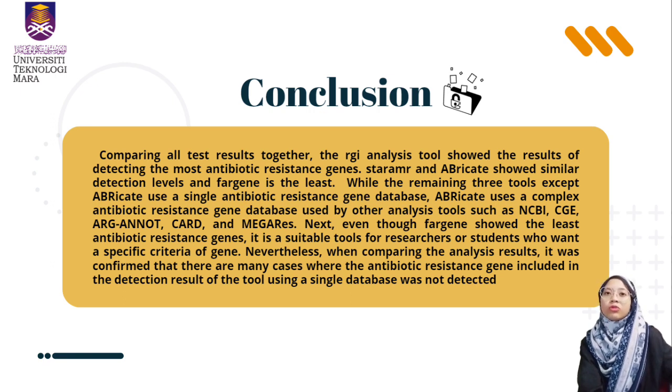While the remaining 3 tools except ABRicate use a single antibiotic-resistant gene database, ABRicate used a complex antibiotic-resistant gene database used by other analysis tools such as NCBI, CGE, CARD, and MEGARes. Next, even though fARGene showed the least antibiotic-resistant genes, it is a suitable tool for researchers or students who want a specific criteria of gene.